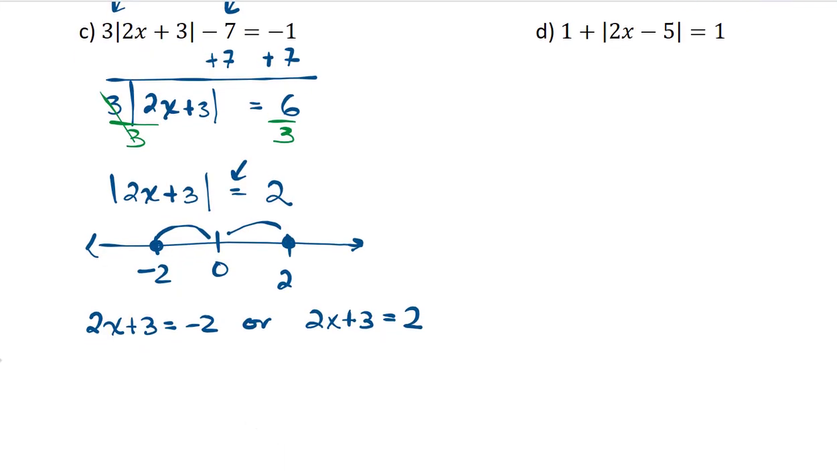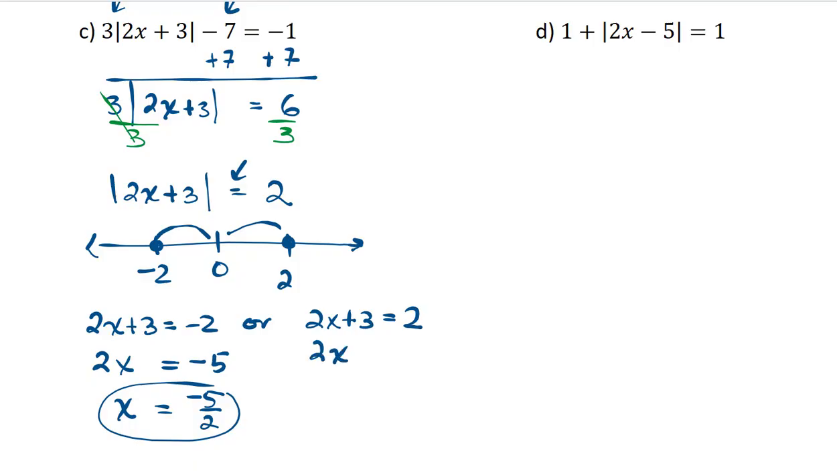Solving for x, subtract 3 from both sides, making the other side a negative 5. Divide by 2, so negative 5 halves is one of the two solutions. And now 2x equals negative 1 by subtracting 3 from both sides on the second equation. Divide by 2, hence x is equal to negative 1/2. So we have two solutions to part C of the problem.